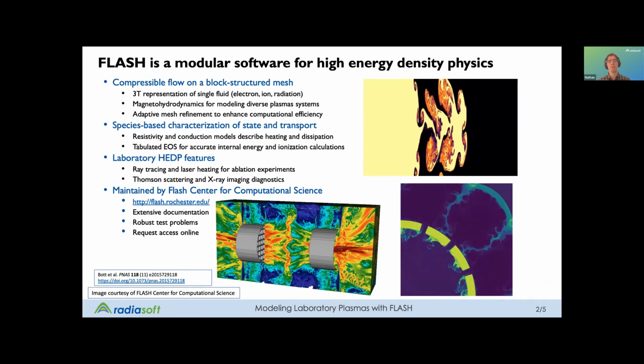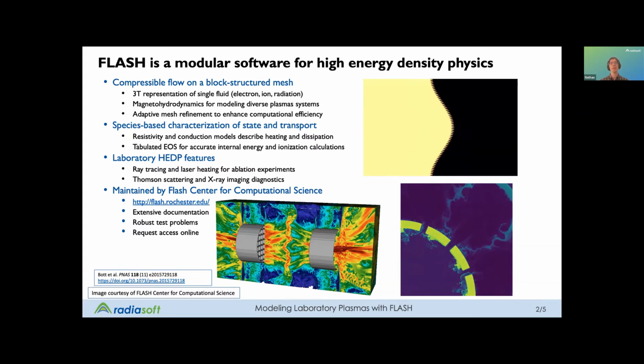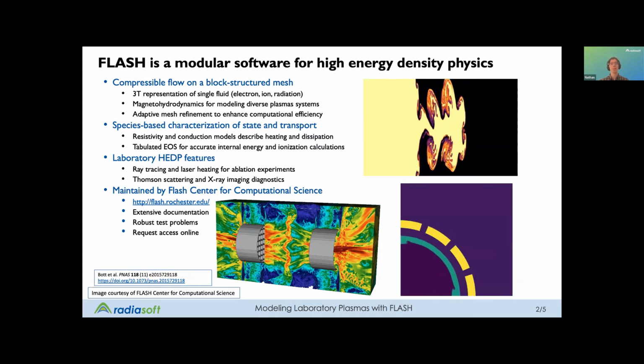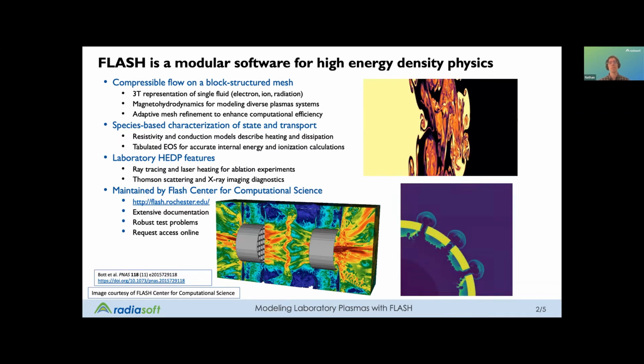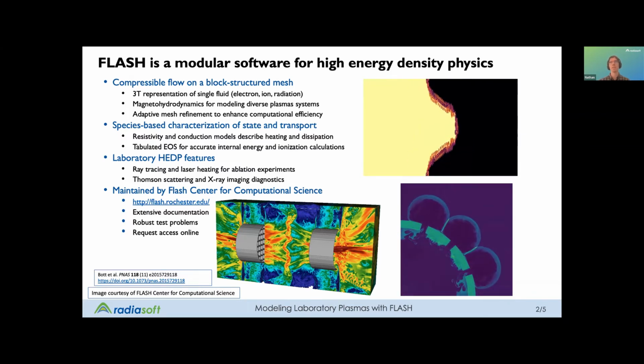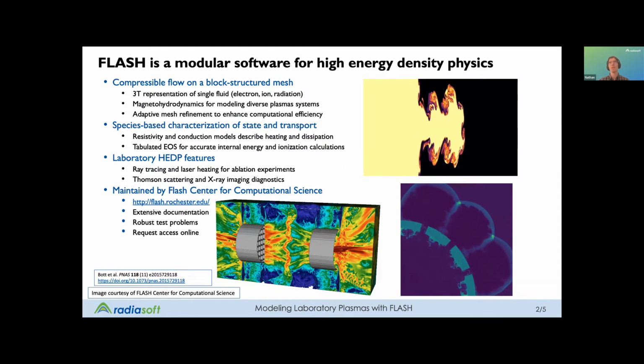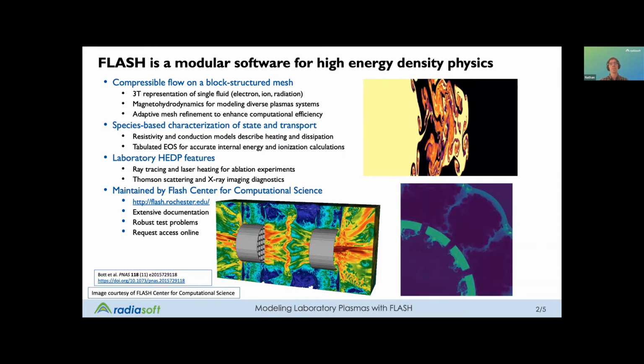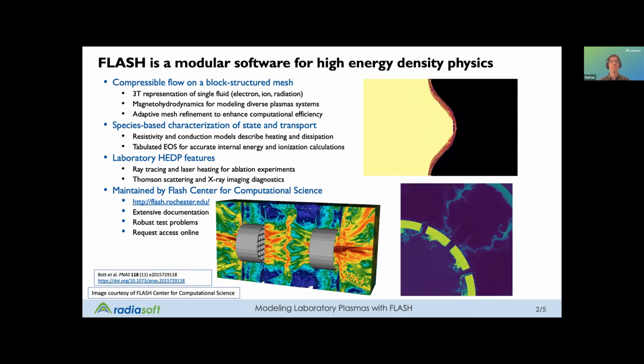It also provides a number of additional features that are specific to laboratory high energy density physics. This includes ray tracing and laser heating mechanisms for different kinds of ablation experiments or other kinds of laser interactions, as well as Thomson scattering and X-ray imaging diagnostics to help capture and emulate what diagnostics might see during a particular kind of experiment.